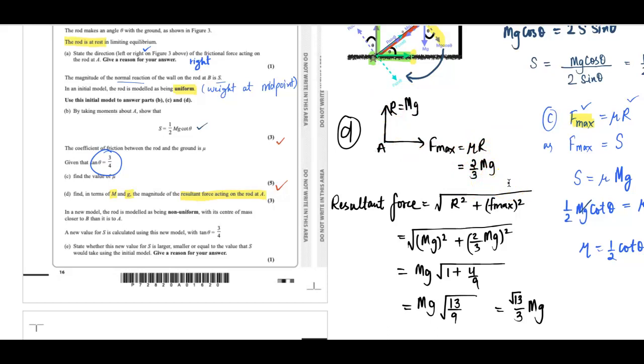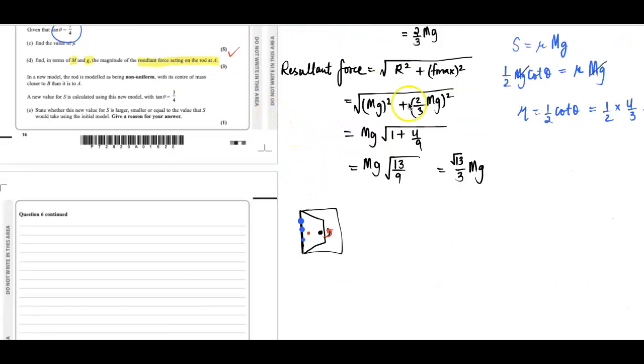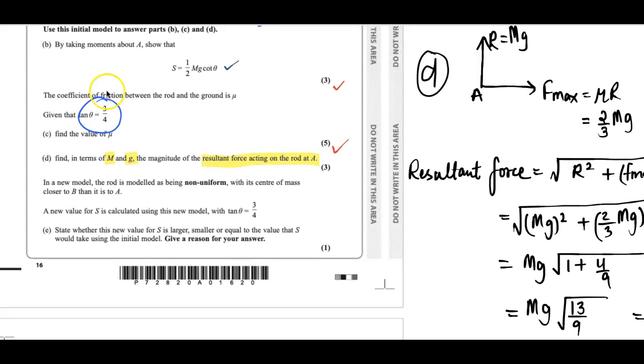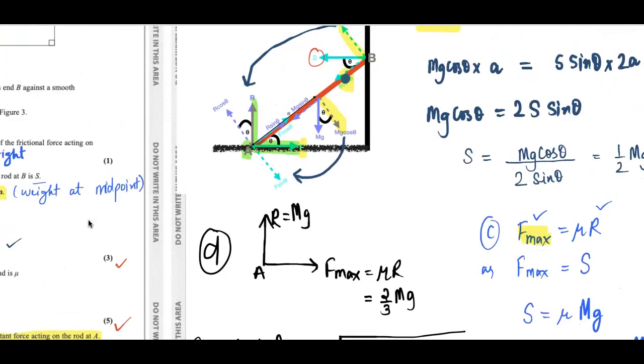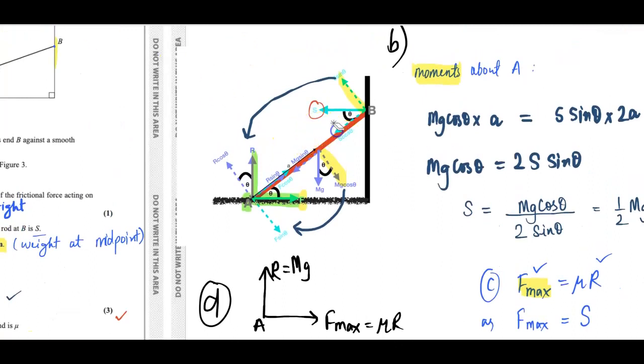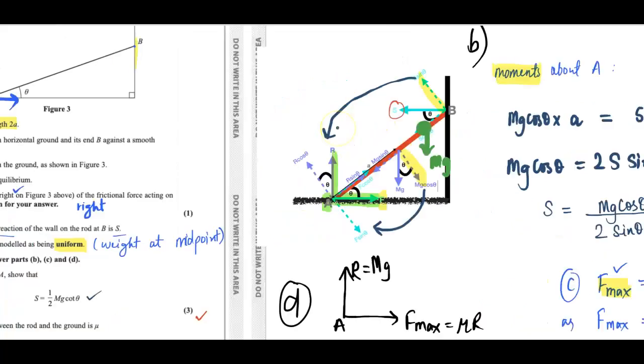Now the last part is asking us, let's see. In a new model, the rod is modeled as being non-uniform, with a center of mass closer to B. Let me show you. Say for example, this is a point that is the new center of mass where the weight would be shifting, like this is Mg, right? Now with the new center of mass closer to B, we have to find out the value of S.